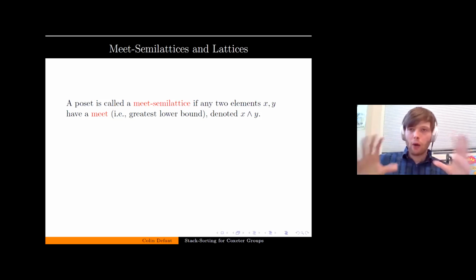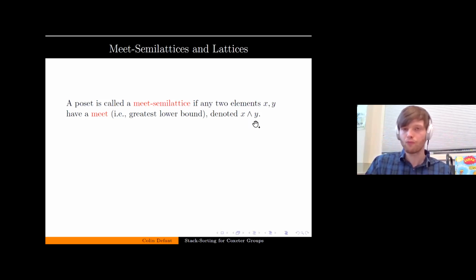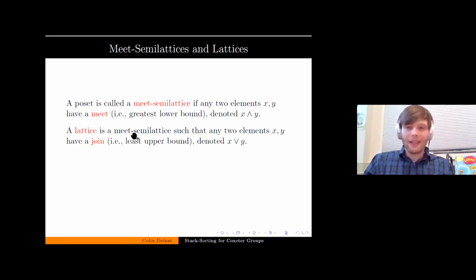So now if I have a poset, I'll call it a meet semi-lattice if for any two elements of the poset, they have a unique greatest lower bound, which is called their meet, and it's denoted by this wedge symbol here. So this is X meet Y. And then a lattice is a meet semi-lattice such that also whenever you have any two elements, they have a unique least upper bound, which is called their join and denoted by this V symbol here. So this is X join Y. So a lattice is just a poset in which any two elements have a meet and a join.